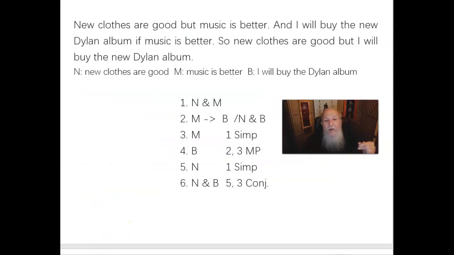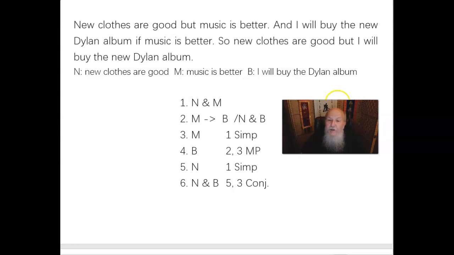So let's think about how we might use these rules. Consider this argument I once presented to myself when I was 14 years old, when I bought a new Dylan album. New clothes are good, but music is better. And I will buy the new Dylan album if music is better. So new clothes are good, but I will buy the new Dylan album.